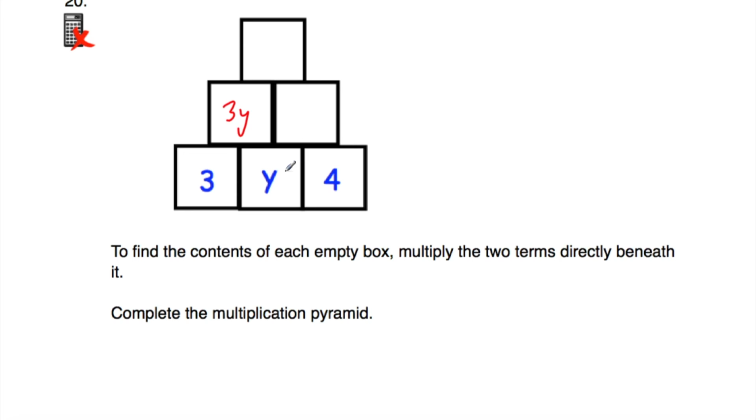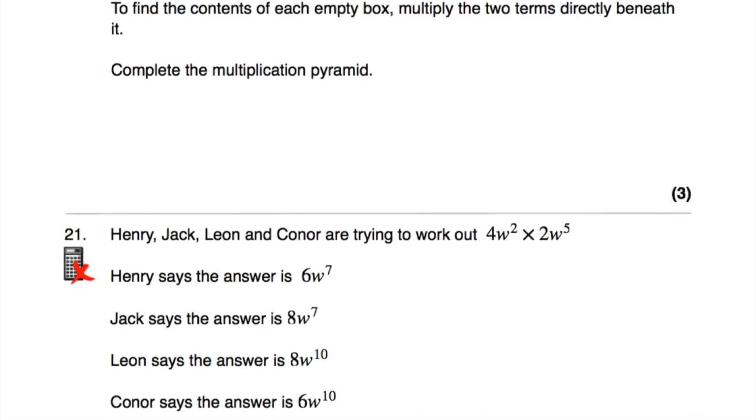And then in this box, we've got y times 4. Well, y times 4 would be 4y. Again, just putting the number at the front, so 4y. And finally, this box here, well, 3y times 4y. Well, 3 times 4 is 12, and y times y is y squared. So that means the box at the top will be 12y squared. And that's the question done.